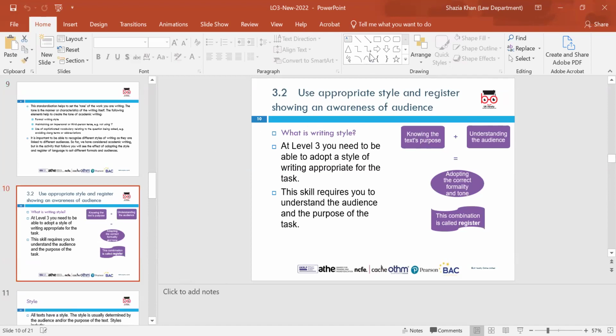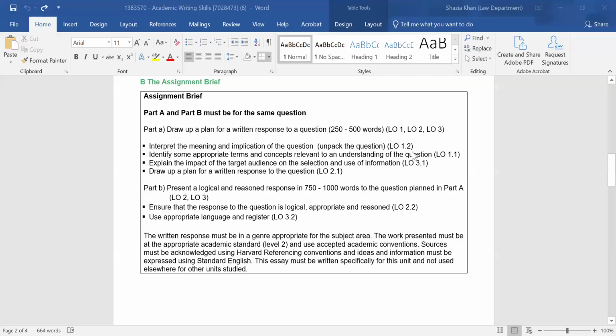Use appropriate style and register showing an awareness of audience. But whatever it's asking you in the question, let's go back again to the assignment. Whatever it's asking you next to it, look, it says 1.2, doesn't it? It says 1.1, 3.1, 2.1, 2.2, 3.2. So it tells you from the slides where you need to be looking. So it's quite clear.